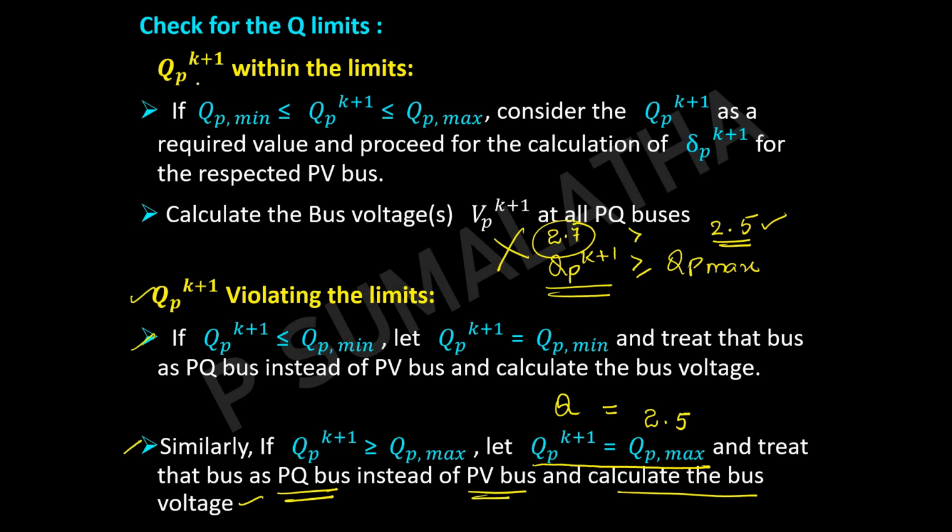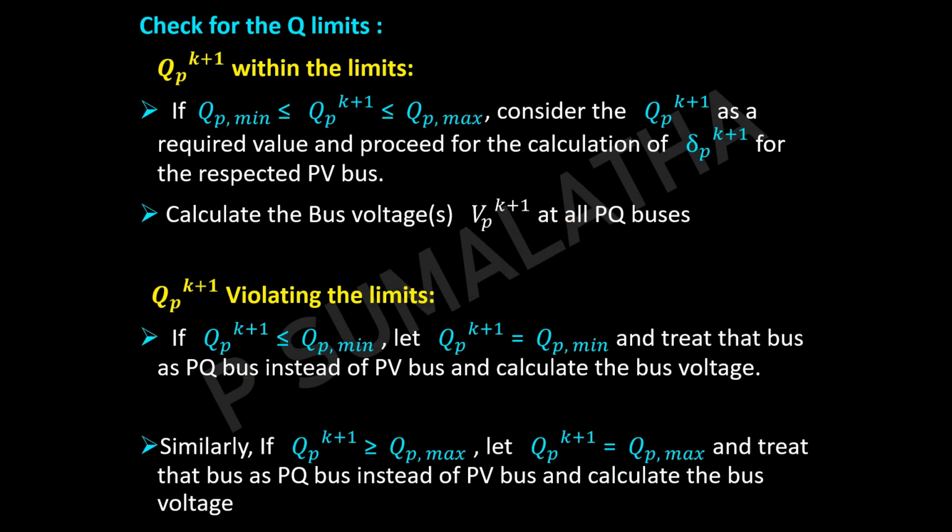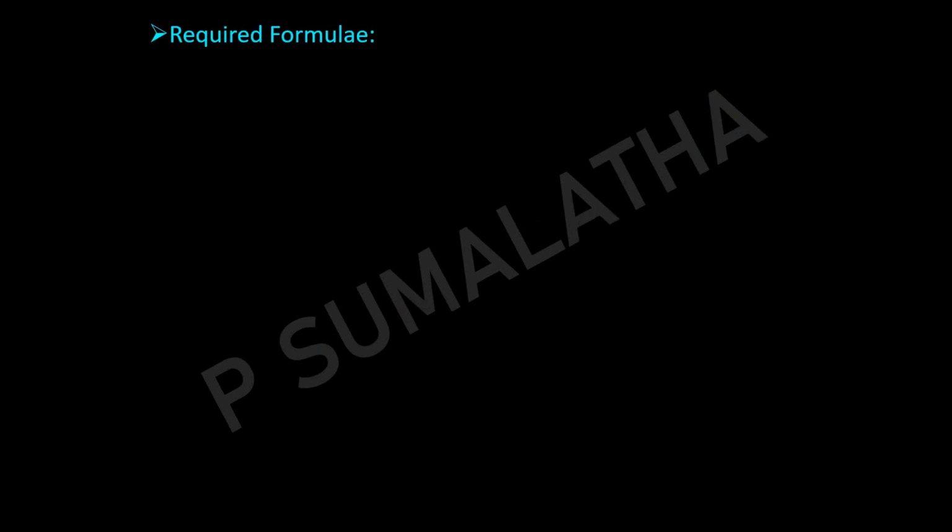If you get this QP k plus 1 within the limits, we don't have any problem, because whatever PV bus they are giving, we will consider that as a PV bus and we will get the solution. There won't be any problem. Suppose you are violating the limits, then you have to retreat that bus as a PQ bus instead of a PV bus and calculate the voltage. So if you are clear with this procedure, then you can quickly solve the numerical.